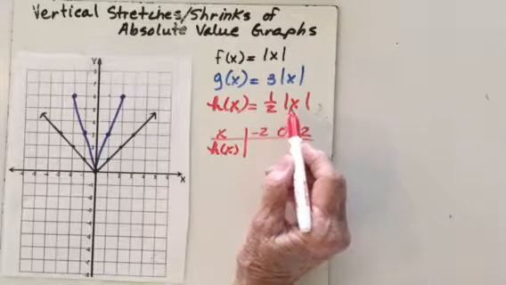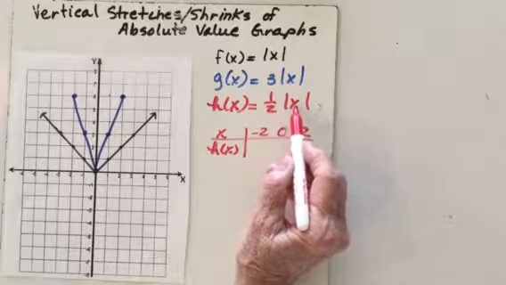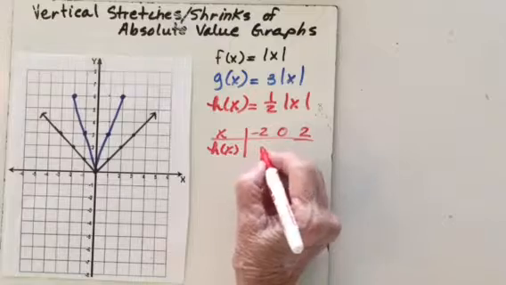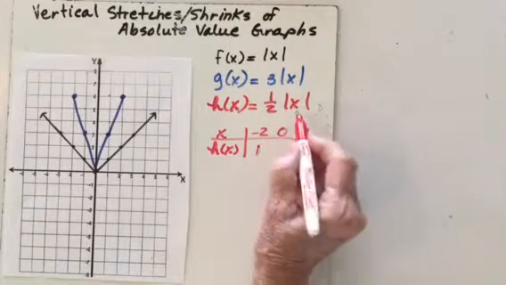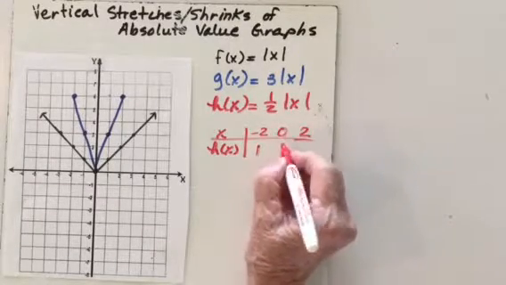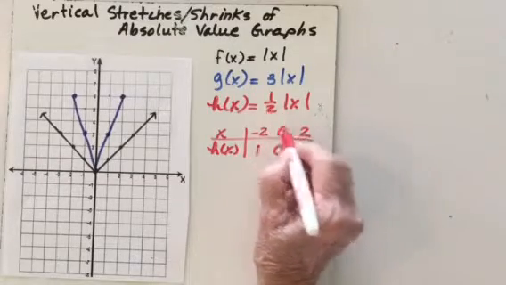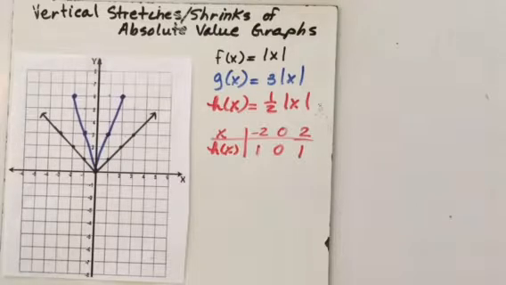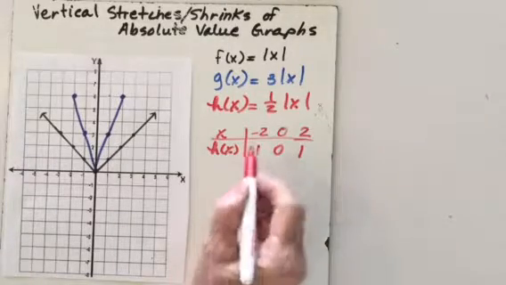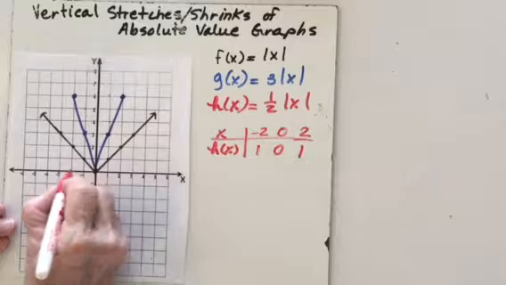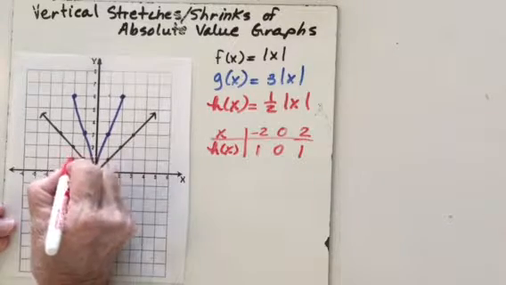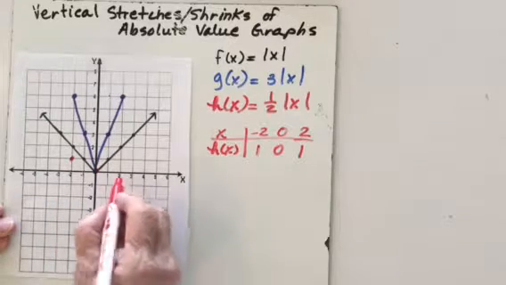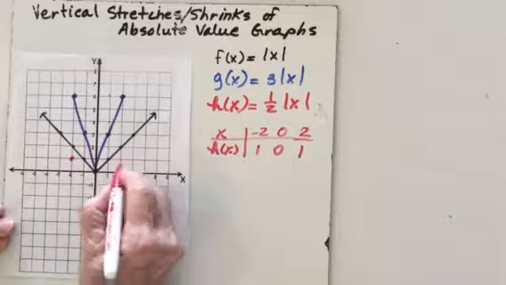All right, when x is -2, I take that out. What's half of 2? Well, it's 1. Okay. What is 1/2 of 0? 0, of course. And what is 1/2 of 2? It's 1. All right, so let's graph this and see what happens. When x is -2, y is 1. Or h of x is 1. This point stays the same. And when x is 2, y is 1.